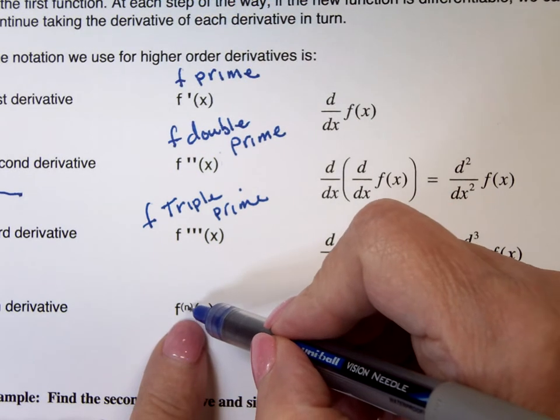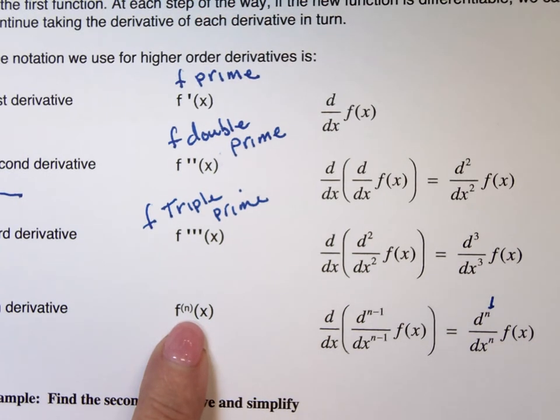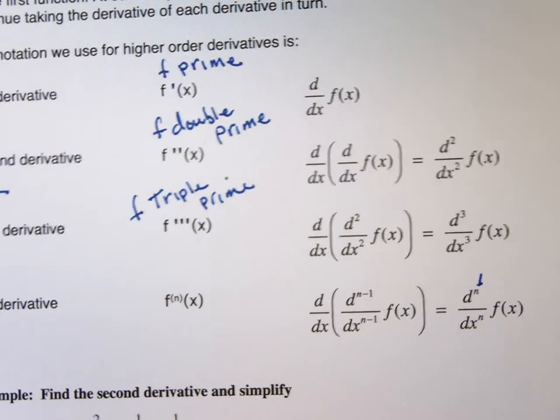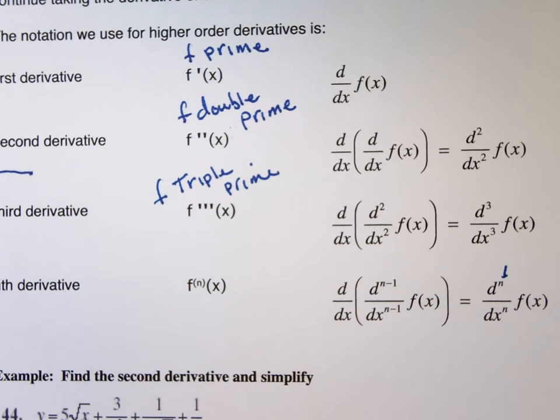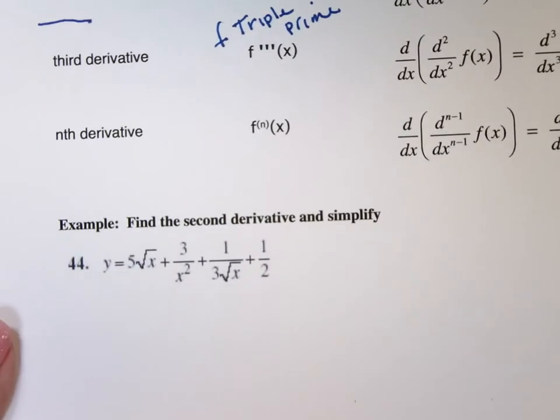So whatever this number is in here will appear here. That's how many times you've got to take the derivative. So you can take it a lot. But we're going to be working primarily with the first and second derivative.